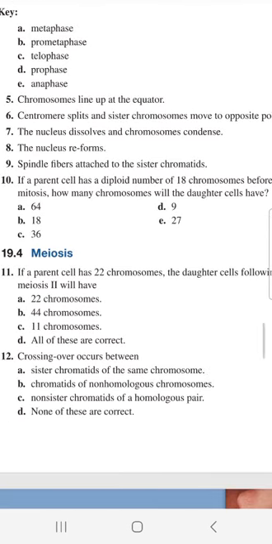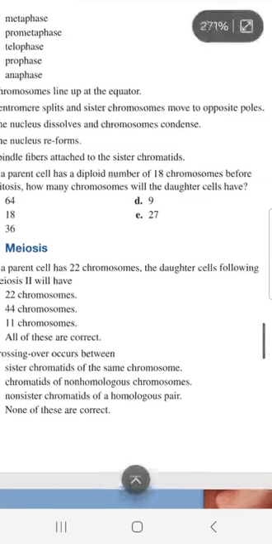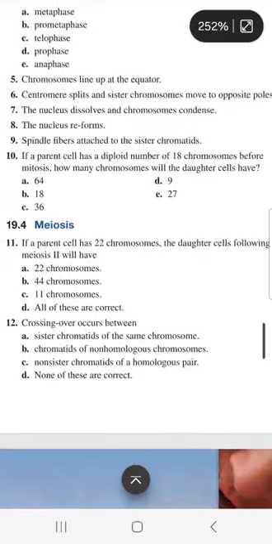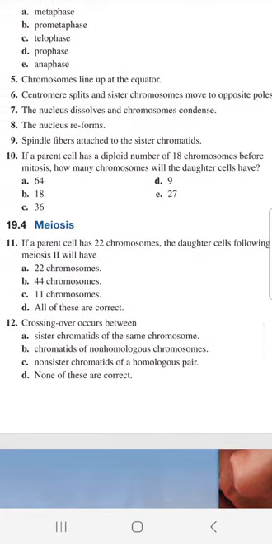Question number 10. If a parent cell has a diploid number of 18 chromosomes before meiosis, how many chromosomes will the daughter cells have? So this is meiosis, same numbers, same thing. If they have a diploid number of 18 chromosomes, they're also going to have a diploid number of 18 chromosomes. If a parent cell has 22 chromosomes, the daughter cell following meiosis 2, the second stage of meiosis, will have half, haploid. So half of 22 is 11 chromosomes.